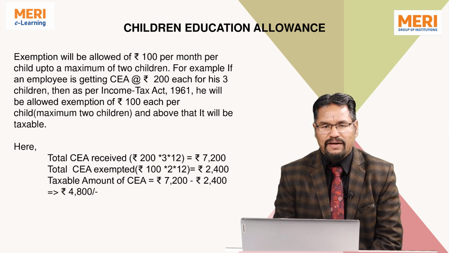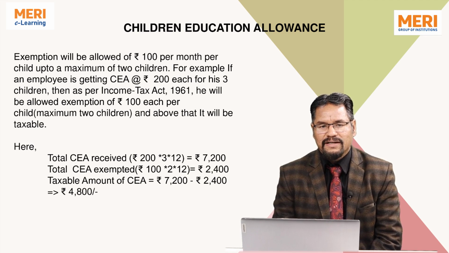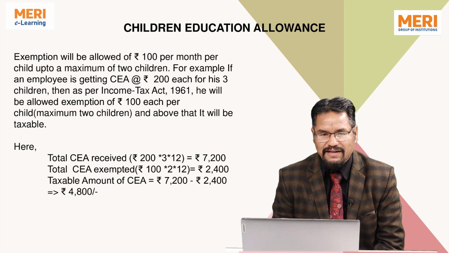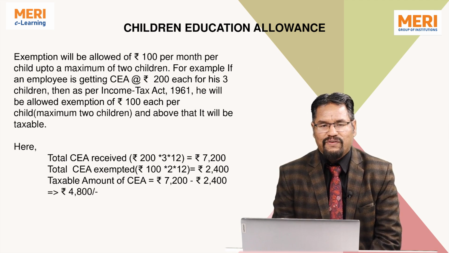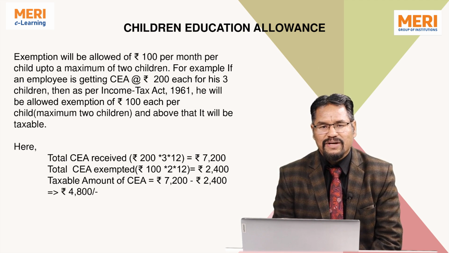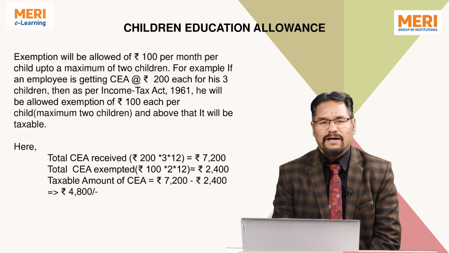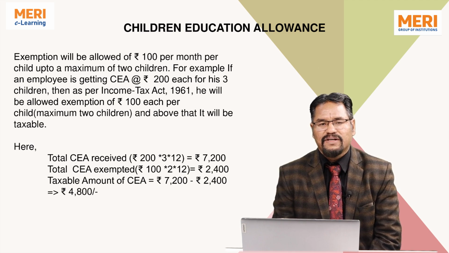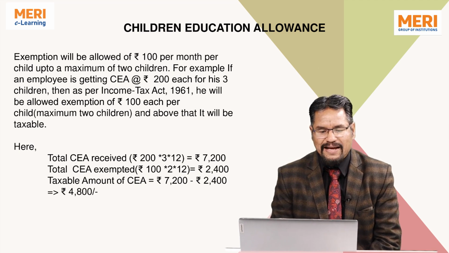For example, if the employee is working in a company, and in that company there is a rule that employees can get the children education allowance on behalf of their children. So in that case, as per the Income Tax Act 1961, there is a limit. For example, I am an employee in a company, I am getting children education allowance. So in that case, the entire amount of the children education allowance provided by my employer will not be taxable. The exemption under the Income Tax Act in respect of the children education allowance will be allowed at rupees 100 per month per child up to a maximum of 2 children.